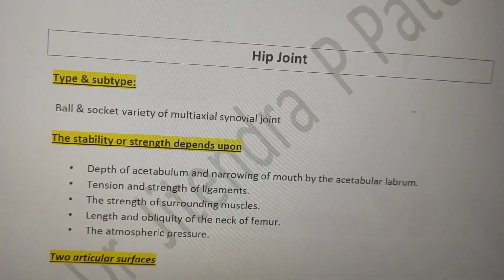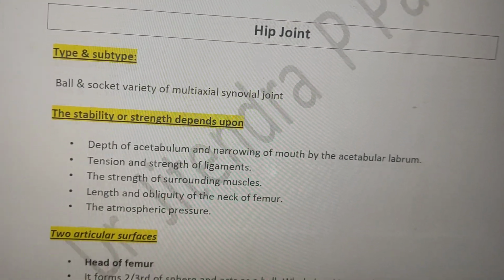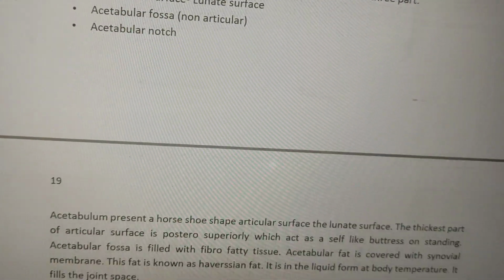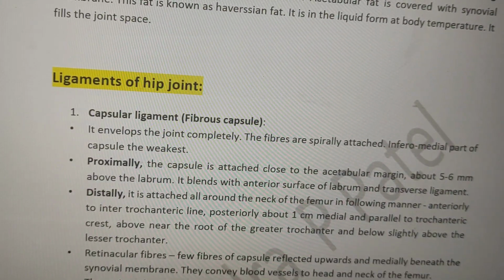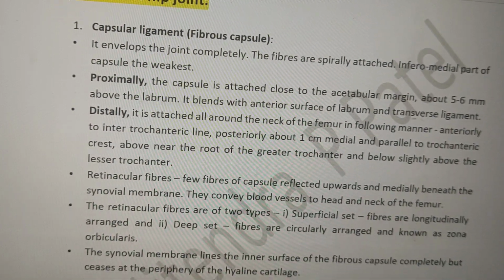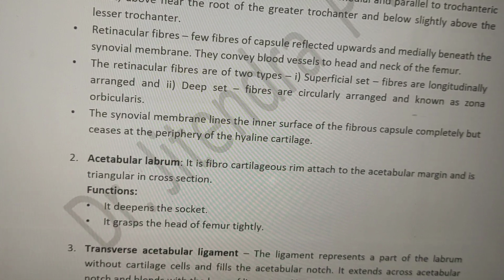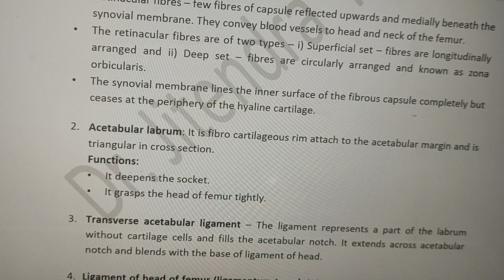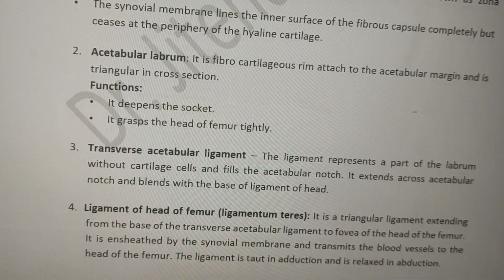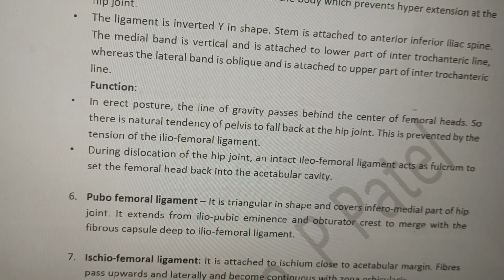Hip joint, if a joint is asked anywhere, then you have to write down the type, subtypes, stability of the joint, strength, articular surfaces of the joint, and then the ligaments of the joint. At least write down each ligament in 2 to 3 lines. You have to mention each ligament, not in detail, but at least where it attaches on both sides, and the strength of the ligament. If it ruptures, then what happens. So these are the ligaments I have kept here.